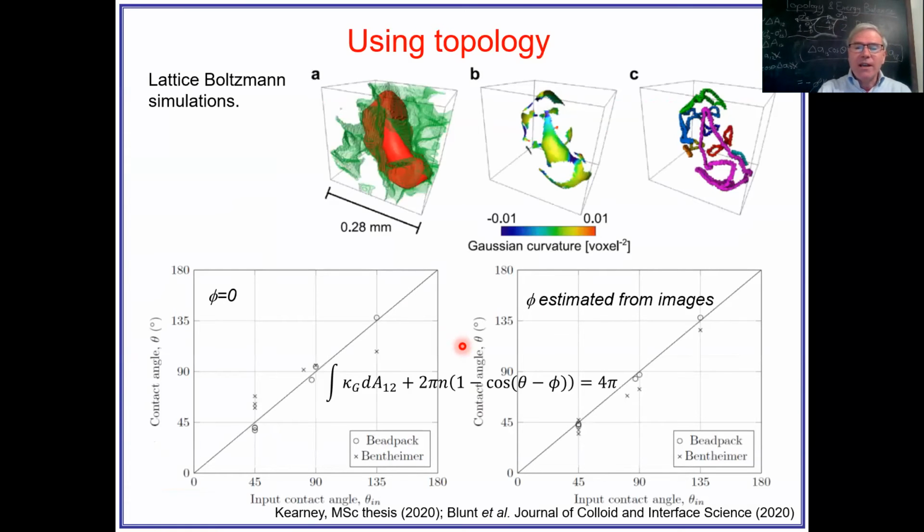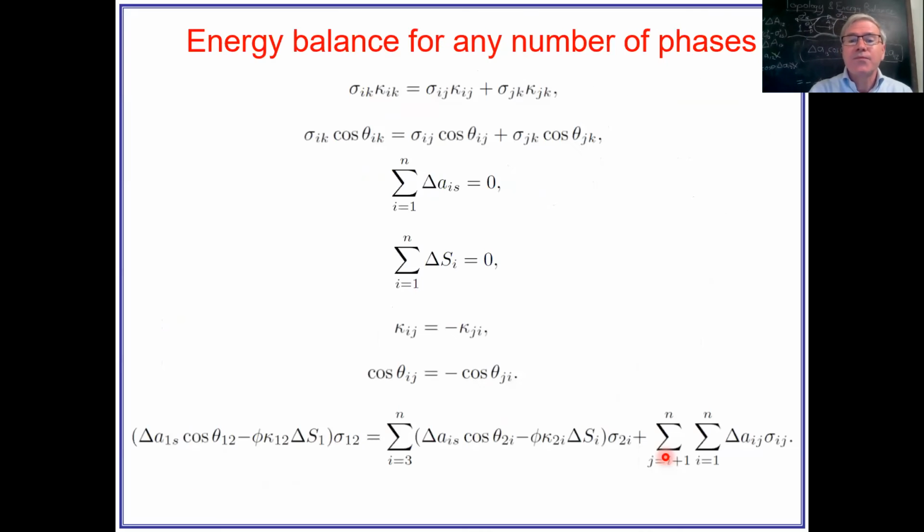So using the topology, here's our equation again. We've taken simulated images, so we actually know what the contact angle is because that's what we put in. Those were Takashi's lattice-Boltzmann simulations. And here is what we put in and what we measure from topology. If we assume that this orientational angle on average is 0, it's not too bad. It is improved if we estimate this orientation angle. So this is looking pretty positive in terms of both the BPAC and the Bentheimer simulations, but there's still a lot of work to do on this topological analysis.